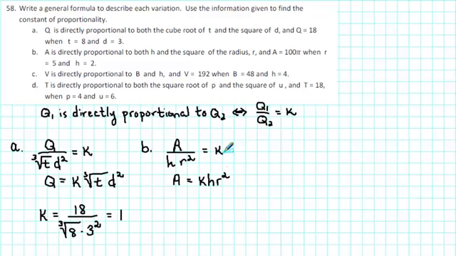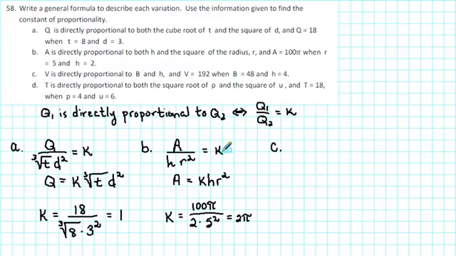To find the constant of proportionality, we'll substitute 100 pi for A, 5 for r, and 2 for h. We get 100 pi divided by the product of 2 and the square of 5. Well, the square of 5 is 25, and 25 times 2 is 50. 50 divides into 100 2 times, so our constant of proportionality is 2 pi.